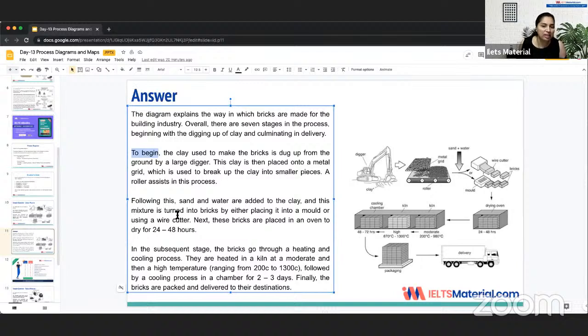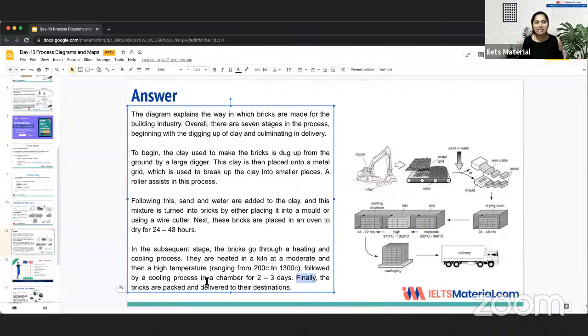The second connector is used in the second paragraph, which is "following this." And then the next is "next." You can see, it is talking about the next structure. After that, it is talking about "in the subsequent stage," or we can say "in the next step," or a step which is following in the same part. You can also take that. After that, it is "finally." "Followed by" is not a connector, because it is actually taken with the sentence itself, so I would not say it is a connector, but "finally" is the one.